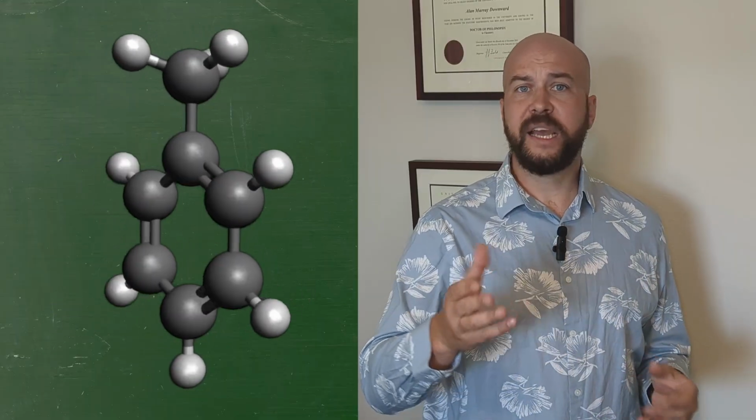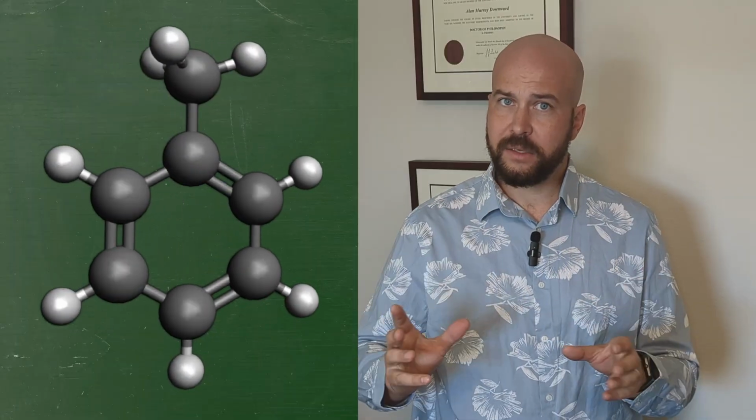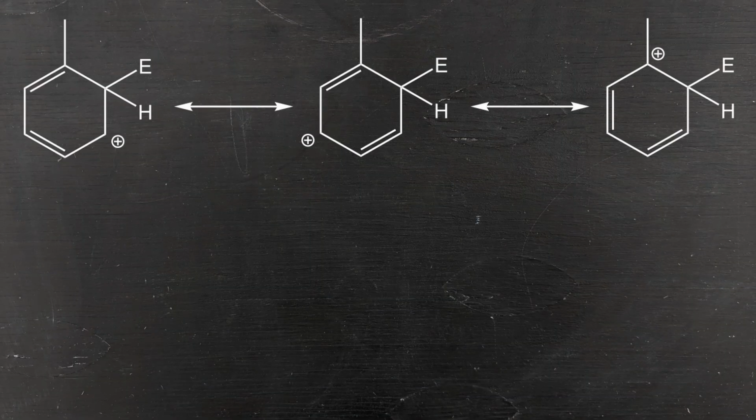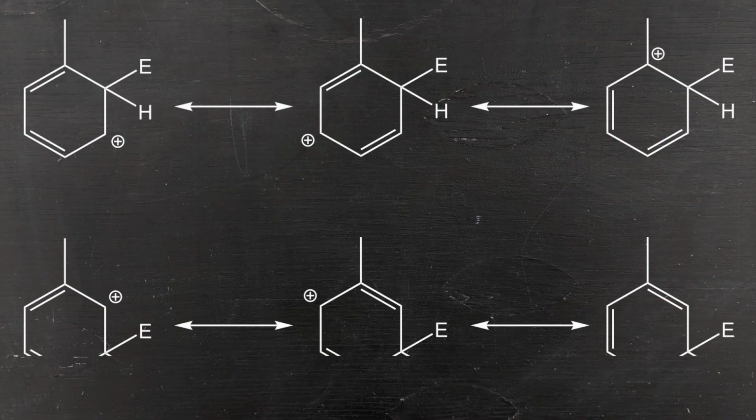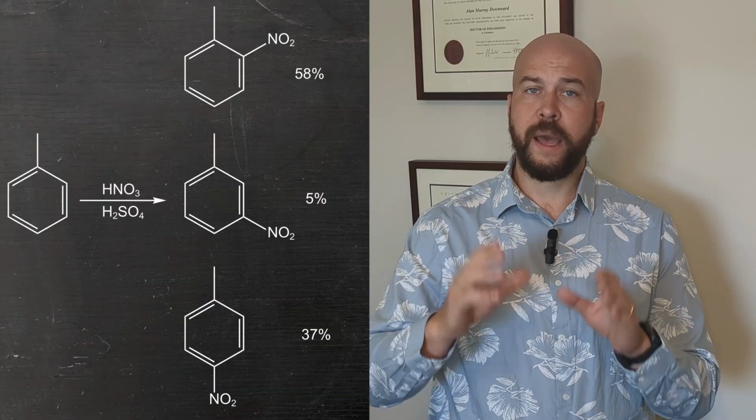For example, a CH3 group. Well, in that case, we need to look at the carbocation intermediates and determine which configuration is the most stable. For toluene, reaction at the ortho or para position generates a set of resonance structures that includes one tertiary carbocation and two secondary. However, reactions at the meta position only generate secondary carbocations. Because tertiary carbocations are more stable than secondary, the CH3 group in toluene is ortho-para-directing.